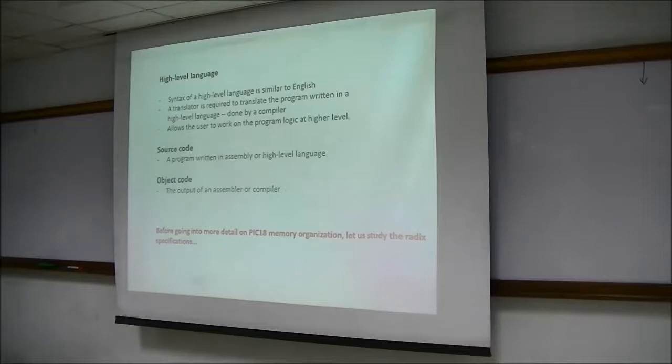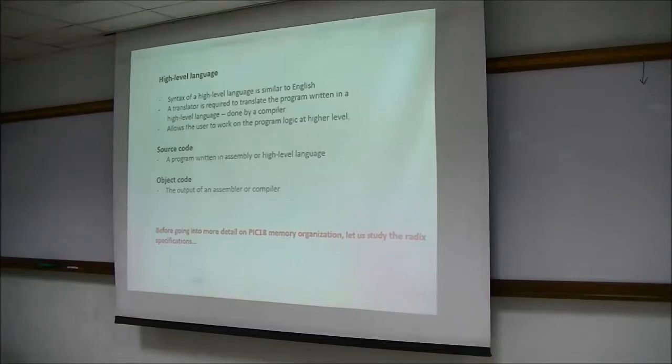And of course we saw some of the terms. So the next thing we're going to do is go into detail on the memory organization. Why? As I mentioned earlier, assembly language requires you to understand the architecture of the hardware so that you know where to store the data and things like that. So therefore you need to know how the memory organization is structured.